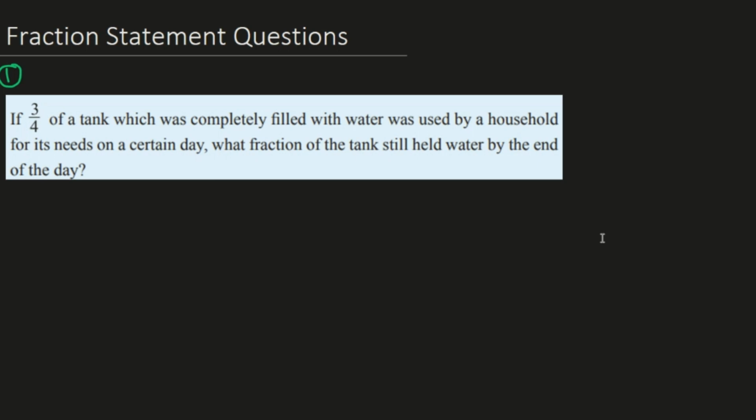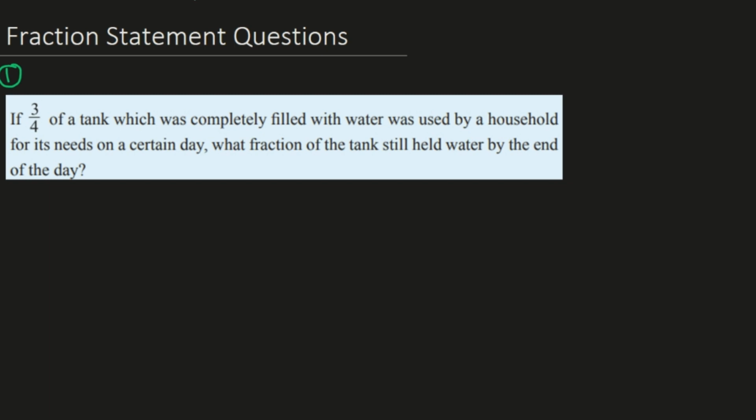So, in today's lesson, we are going to learn about statements of fractions. We'll be discussing different types of questions related to fraction statements. Okay, so without wasting time, let's go for the first question then.